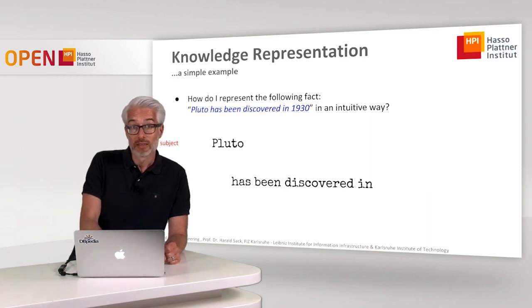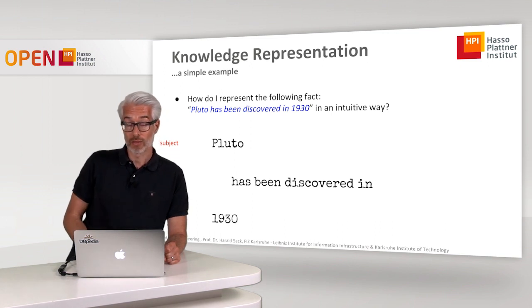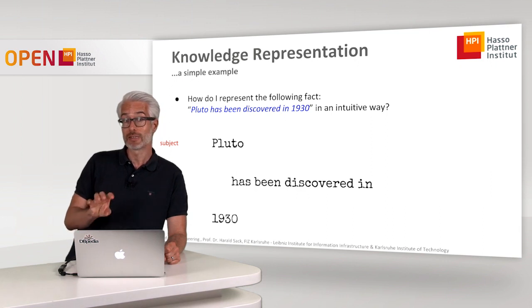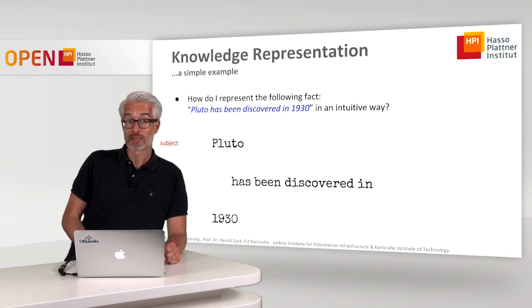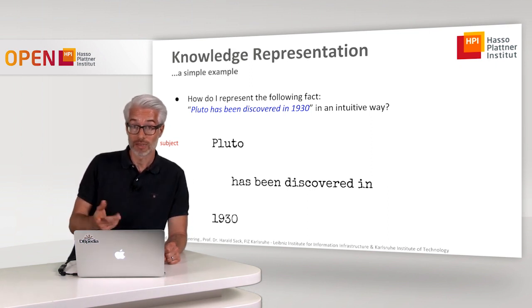Now the question is, we need a value. So when has it been discovered? In 1930. This would be the object of our sentence. So you see here clearly this is a basic fact which can be separated into subject, predicate, object, which means we have a threefold proposition which says that a specific subject has a specific predicate and this predicate has a specific value. And this value is here the object. So this is an interesting analysis.